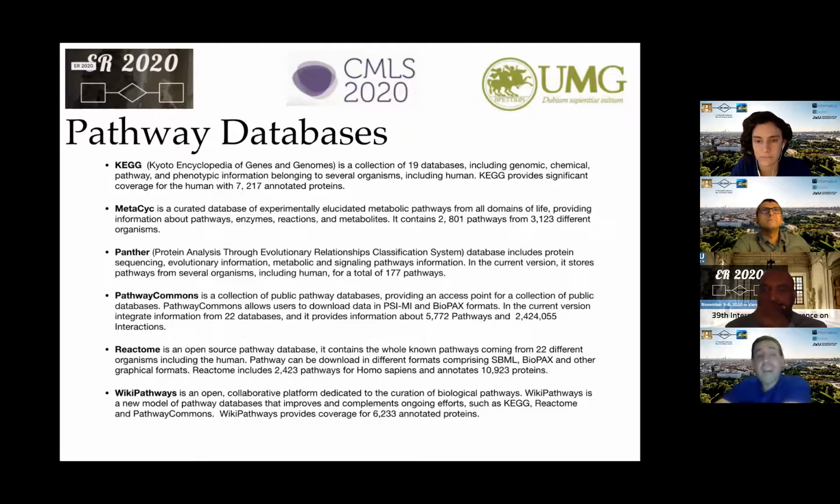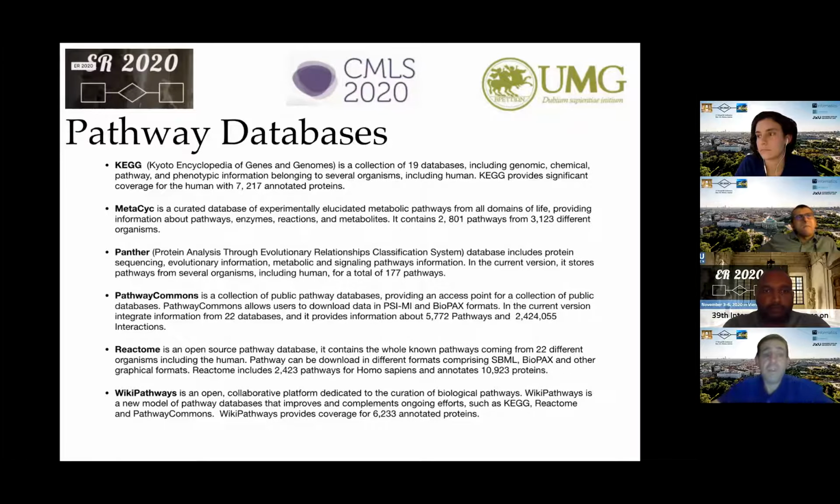Pathways have become the first choice to gain insight into the underlying biology of differentially expressed genes and proteins, as it reduces complexity and has increased explanatory power. So, the very well-known pathway databases include KEGG, Kyoto Encyclopedia of Genes and Genomes, that is a collection of several databases. After, there is MetaSig, that is a curated database that contains information about metabolic pathways.